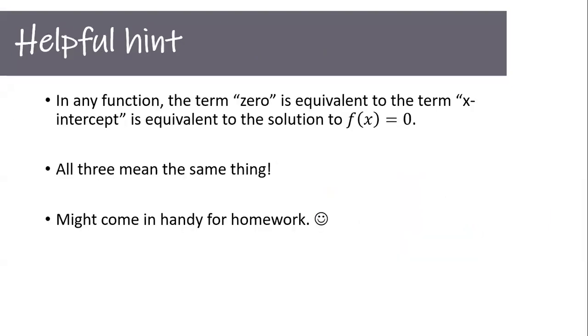As an additional helpful hint for your homework, in any function, remember that the term 0 is the same as an x-intercept. That should make sense because we used the 0 function in the calculator when we were finding those x-intercepts. It's also the same as saying what value of x makes f of x equals 0. So the solution to f of x equals 0 is whatever your x-intercept is, or whatever your 0 is. All three of those things are the same thing.